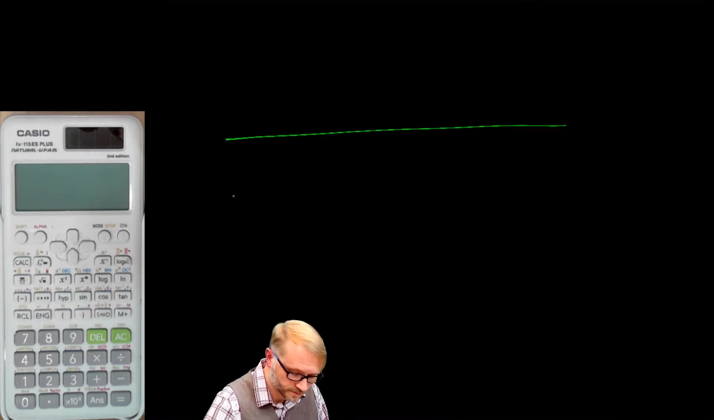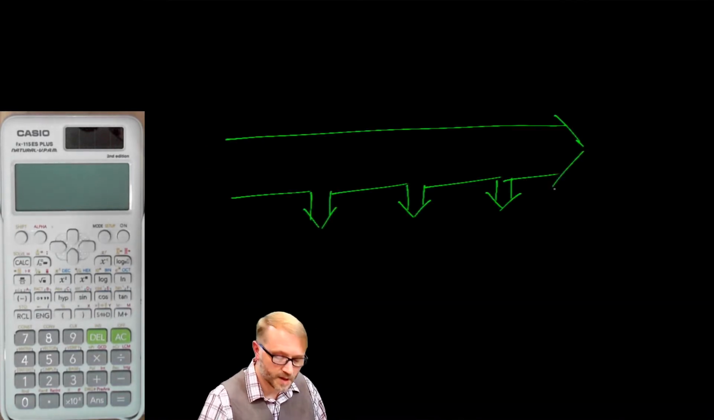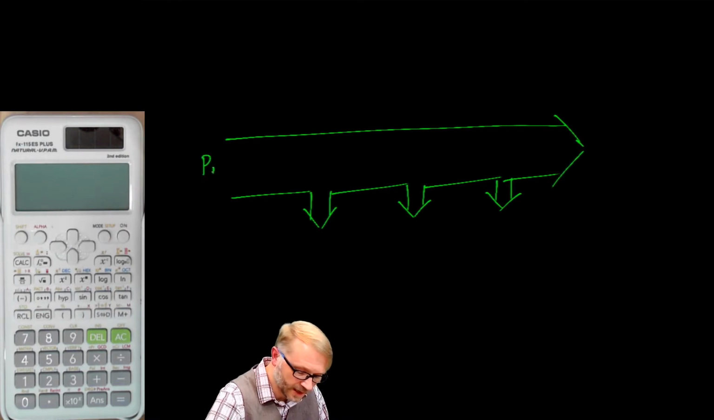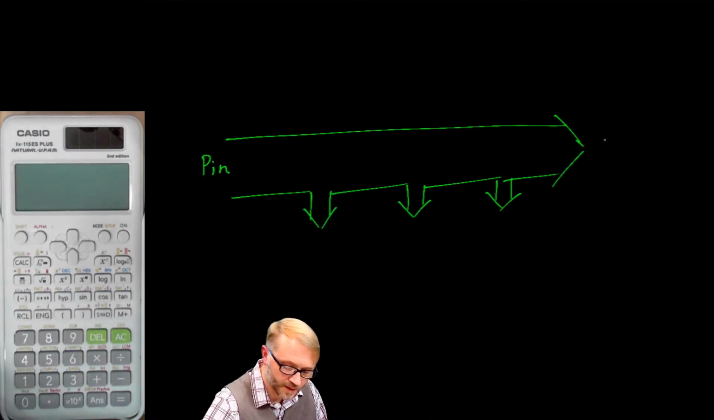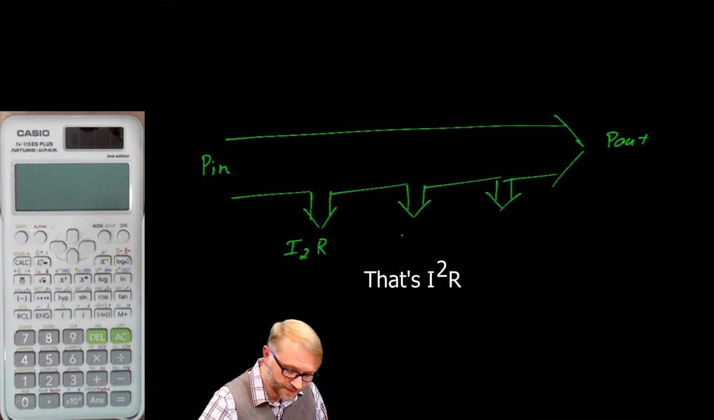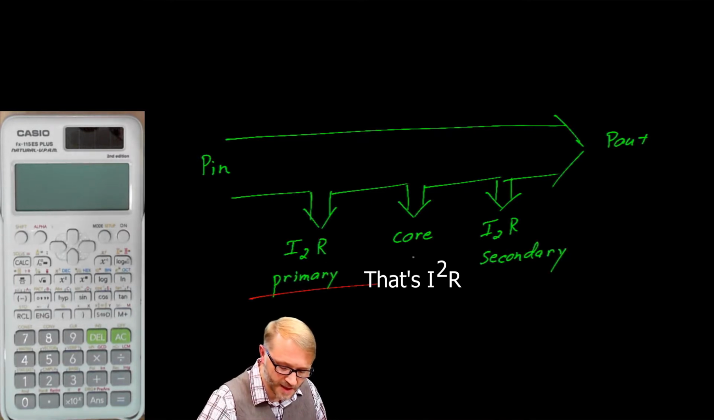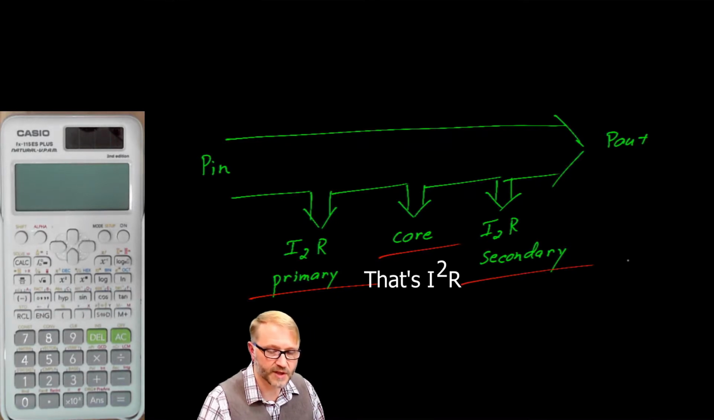Real-world transformers are not quite so good. In the real world, we have a power going into the transformer, we have a power leaving the transformer, and then we have losses along the way. We have I squared R losses in the primary winding, we have what are called core loss, and we have I squared R losses in the secondary. You should know that all of these losses manifest as a heating of the transformer.